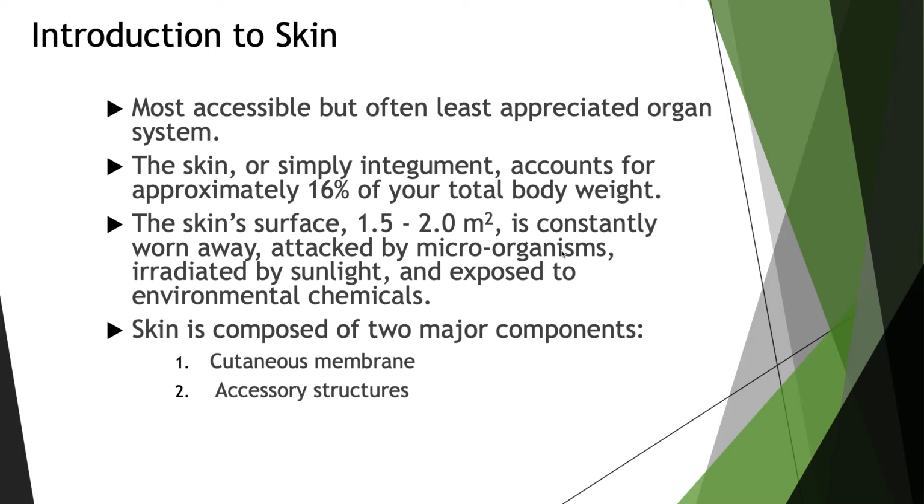It's composed of two major components. You have the cutaneous membrane, which contains the epidermis and then the dermis. And then you have some accessory structures that are in that. So things like nerve fibers, corpuscles, hair follicles, erector pili muscles, oil glands, sweat glands, arteries, veins, all sorts of things that form the cutaneous network.